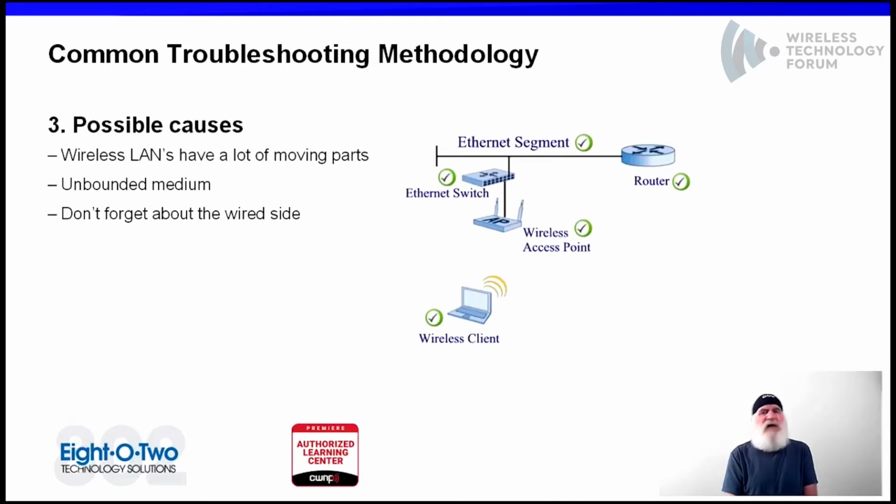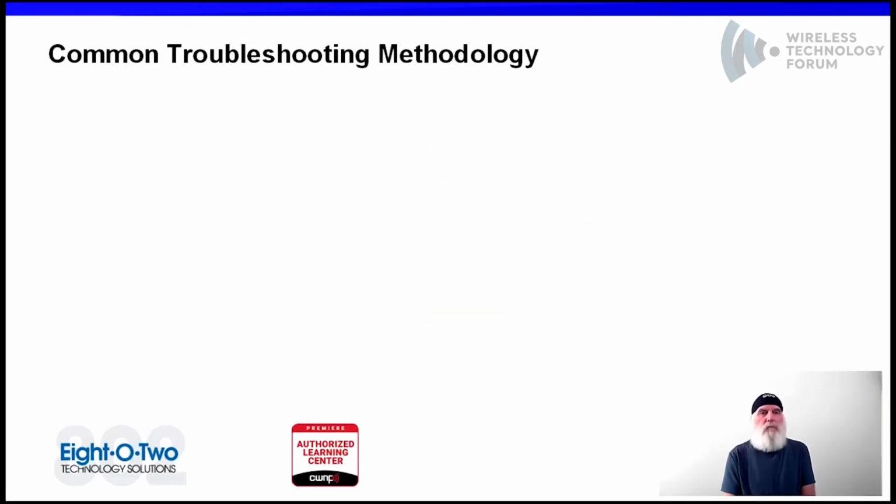And I always like to say, and always have said, don't forget about the wired side. The wireless devices need to plug in somewhere, and in many cases we also use services such as DHCP and DNS, etc., power over Ethernet. So many parts on the wired side have a big impact on a wireless network.